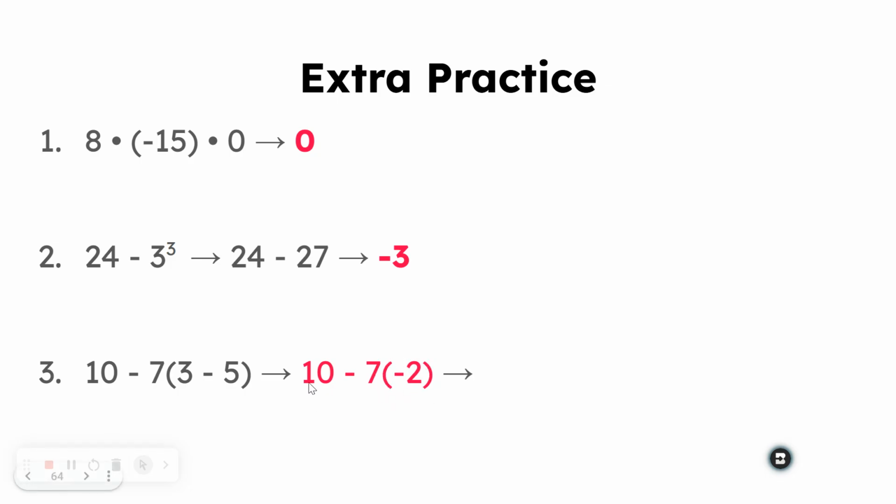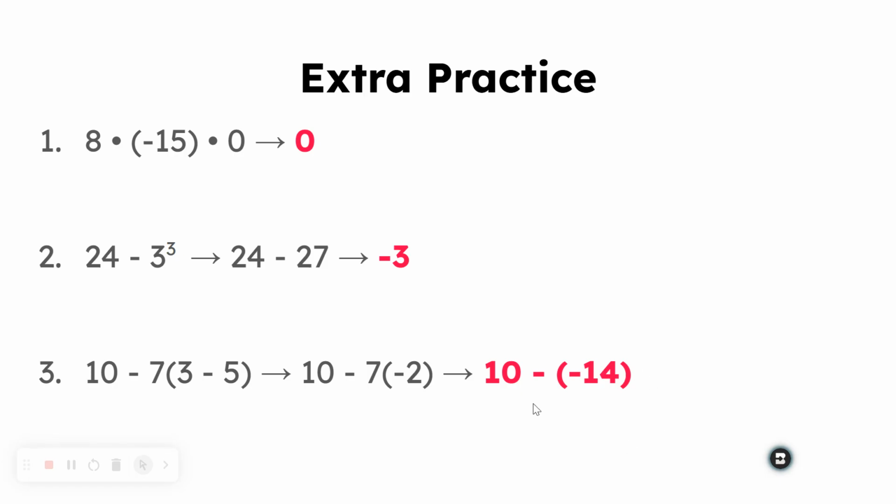I now have to decide, should I subtract or should I multiply? I should definitely multiply. Addition and subtraction are dead last unless it's inside a parenthesis. I'm going to do 7 times negative 2. 7 times negative 2, we get negative 14. So now we are looking at 10 minus negative 14.